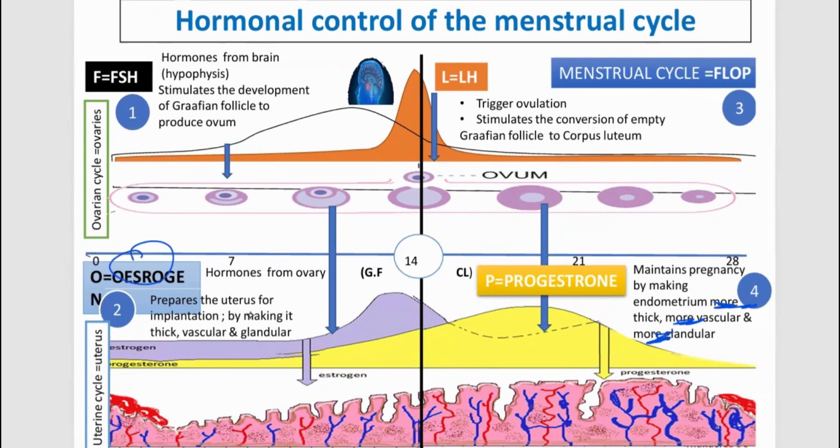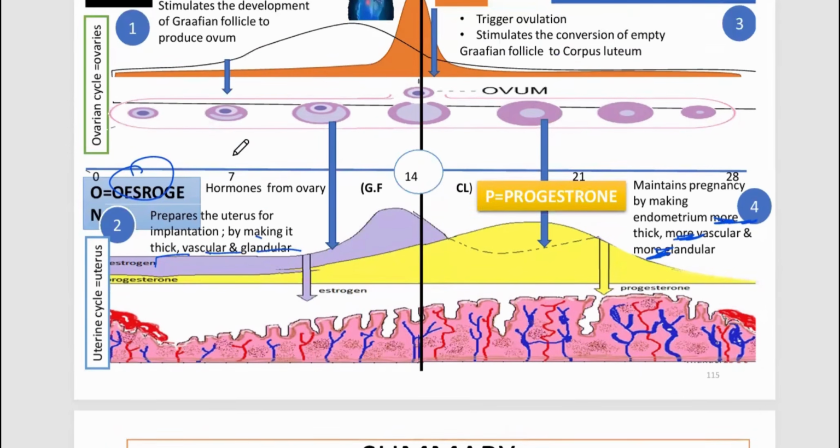While estrogen prepares the uterus for implantation by making it thick, vascular, and glandular. It's just thick. Check. A bit thick, a bit vascular, you see blood vessels, and a bit glandular. And this one becomes more glandular. No, more vascular. You see a lot of blood vessels, very strong. More glandular, check the glands.